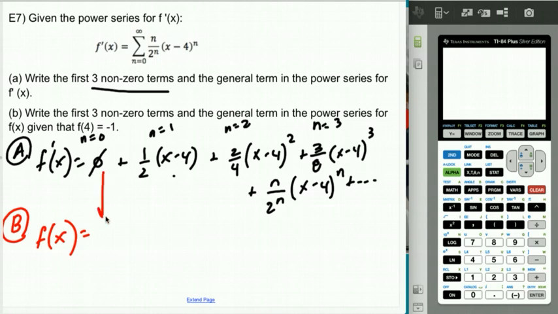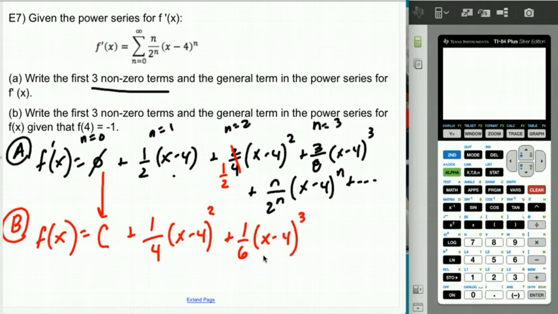So this thing is going to integrate to some arbitrary constant c that I don't know. When I integrate this, I'm going to up the power by 1, so it was to the first, now it's going to be the second, and divide by the new power. This is going to become a 1/4 x minus 4 to the second. If you want to leave this as a 2/4, you certainly can, it doesn't matter. You could also call this a 1/2, it doesn't matter. Same thing, I'm going to up the power by 1, so now it's cubed, and divide by that new power. So this is going to be a 1/6 x minus 4 to the third.